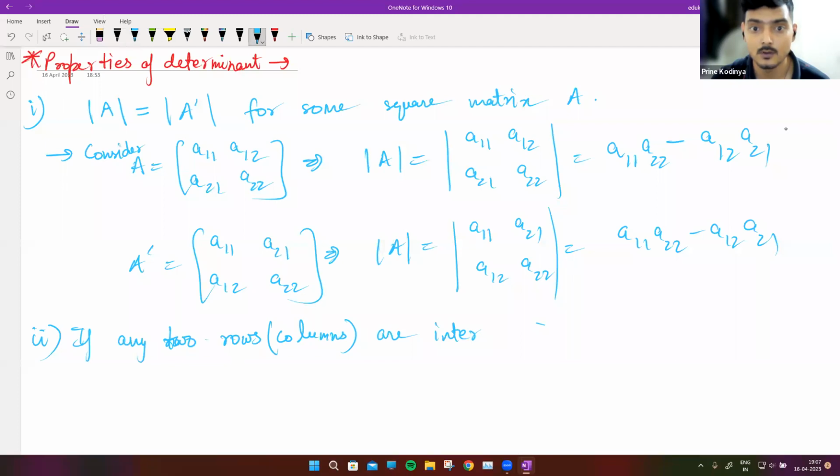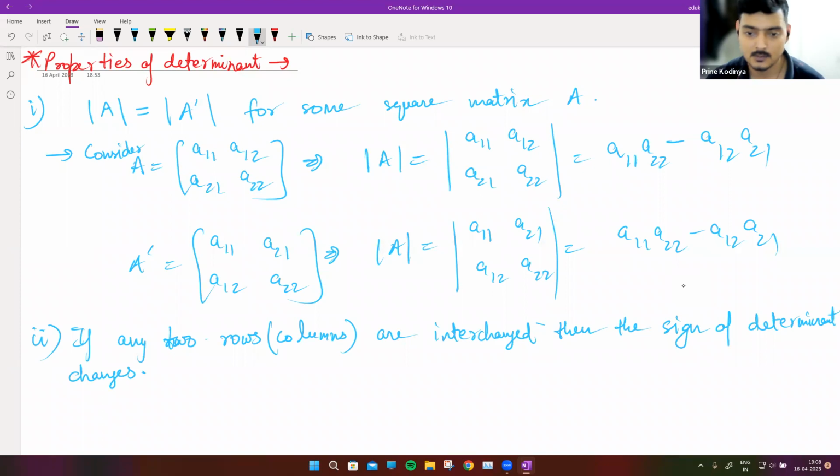If any 2 rows or columns are interchanged, then the sign of the determinant changes. You can very easily check that as well. Just take any matrix and find its determinant, and then interchange any 2 rows or any 2 columns and find the determinant again. The value would be negative times the original.